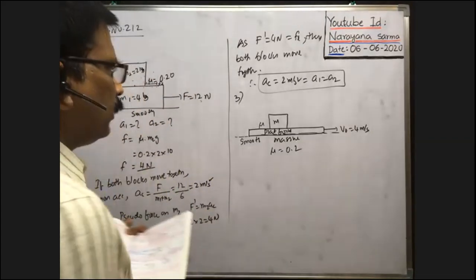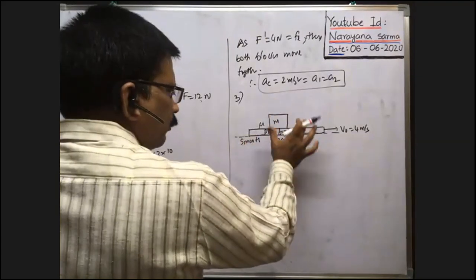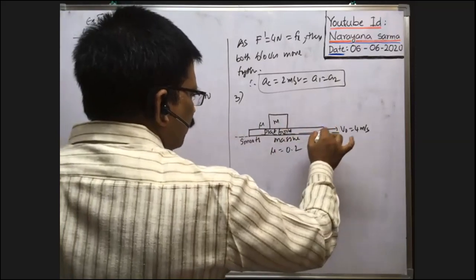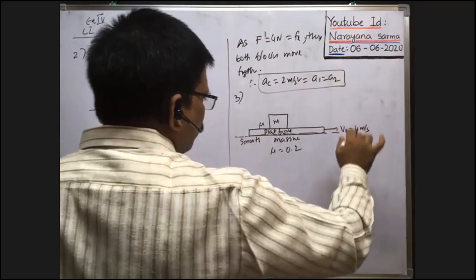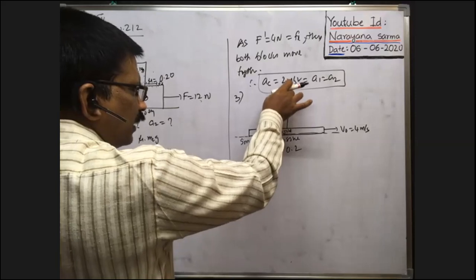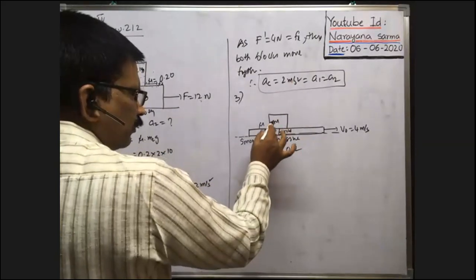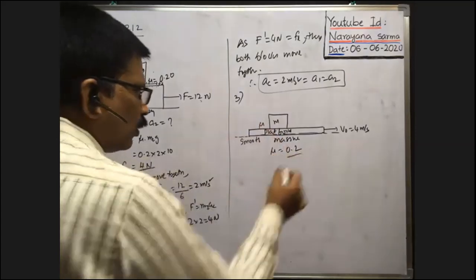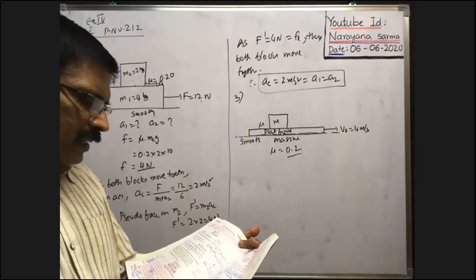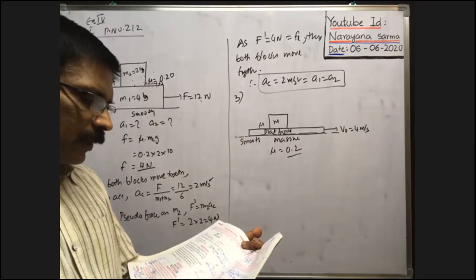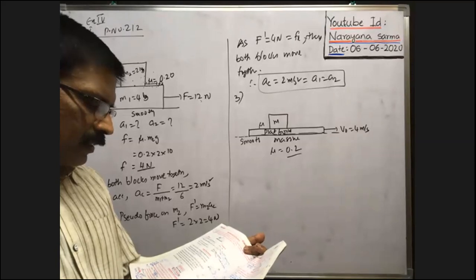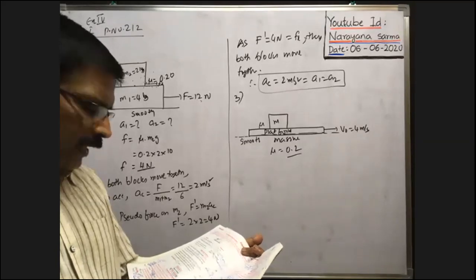So here you see a massive platform, that means heavier mass. It is in the form of a platform like this, kept on this smooth floor, and the platform is made to move with constant velocity 4 meters per second. Now a small stationary block of mass m is gently kept over the platform. The coefficient of friction between the block and the platform is mu, and mu is equal to 0.2 is given. Now, the distance the body will slide with respect to the platform is how much?